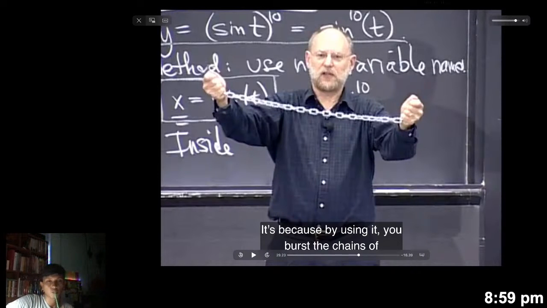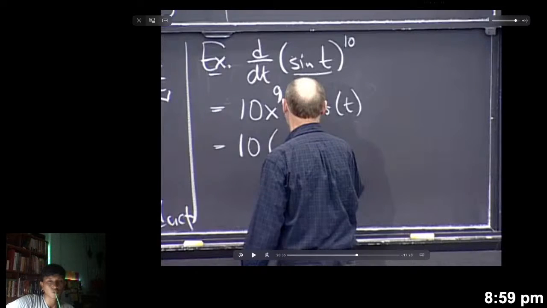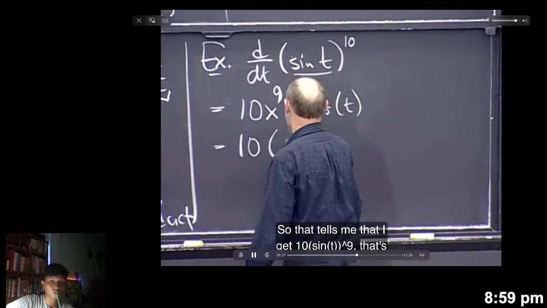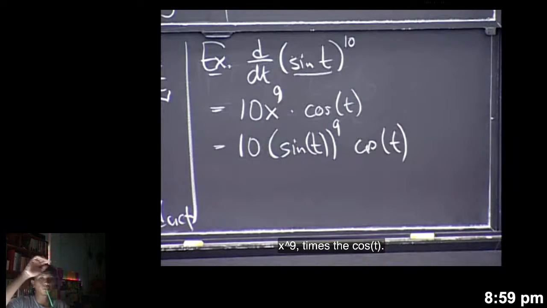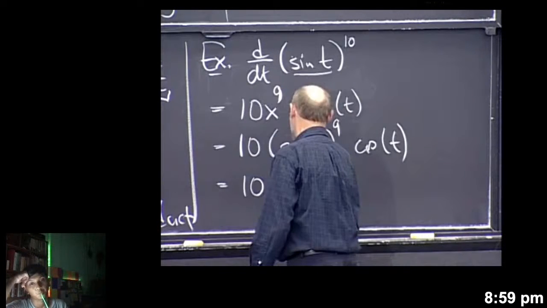Now x is sine of t. So that tells me that I get 10 times sine of t raised to the 9th power, that's x to the 9th, times the cosine of t. Or what's the same thing, 10 sine to the 9th of t, cosine of t. So there's an application of the chain rule.